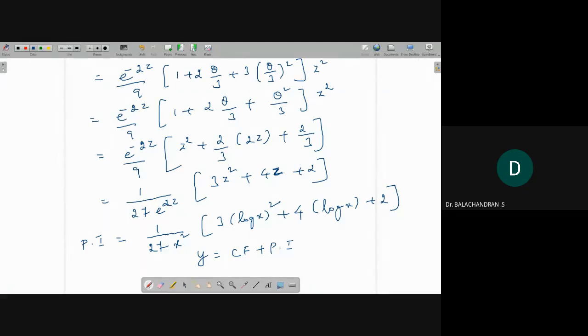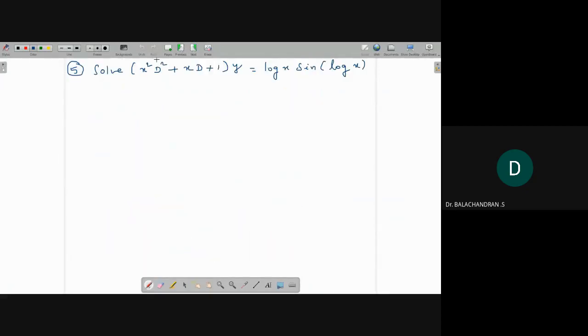The last problem. Solve (x²D² + xD + 1)y = log x · sin(log x). If you know how to solve this problem, you can try.